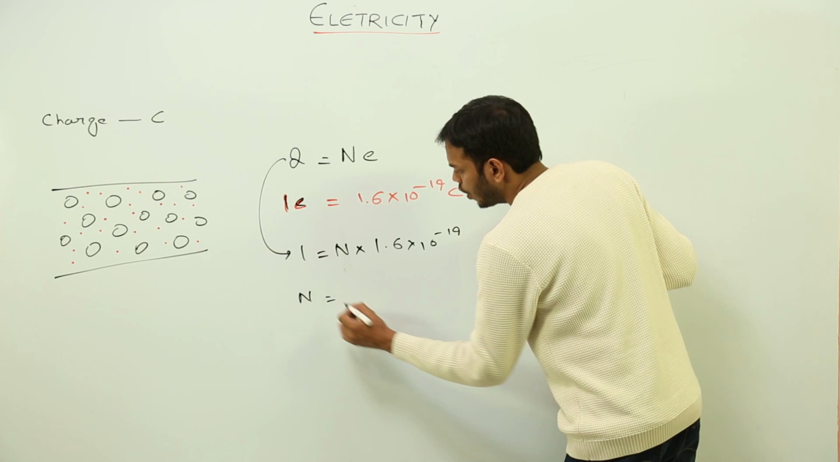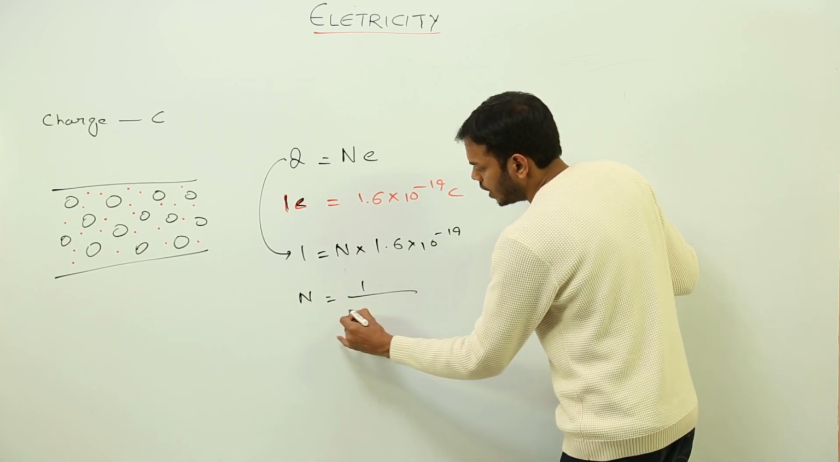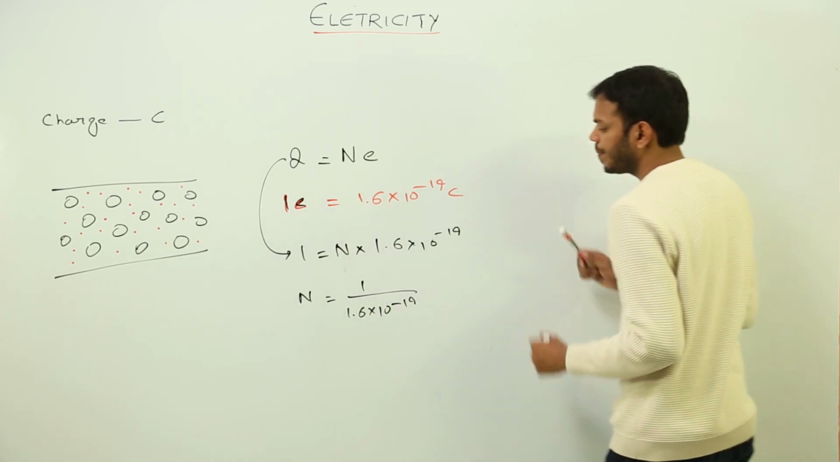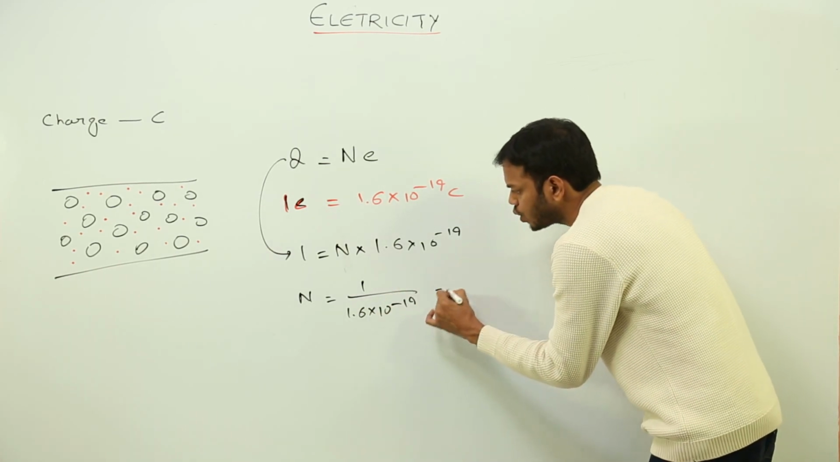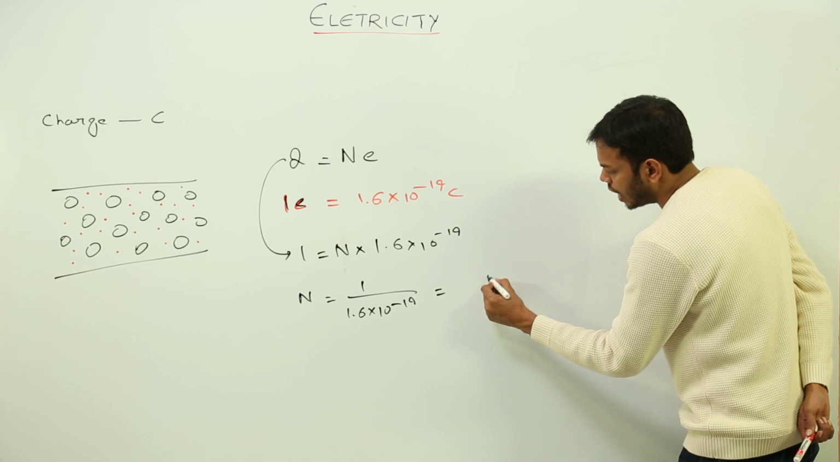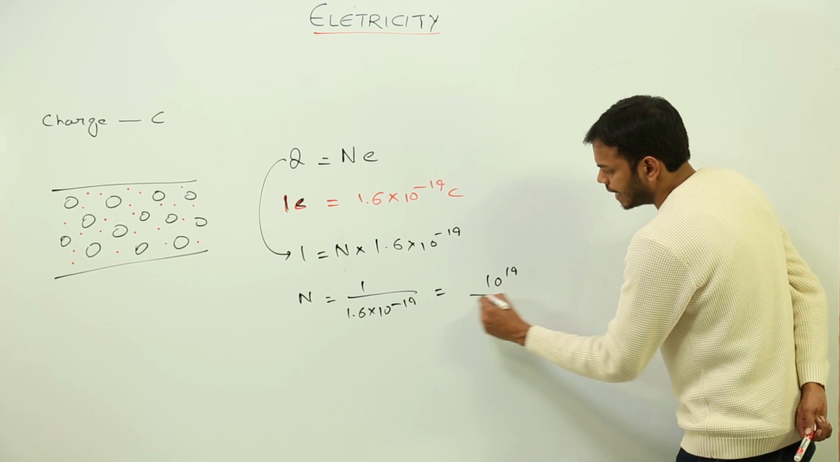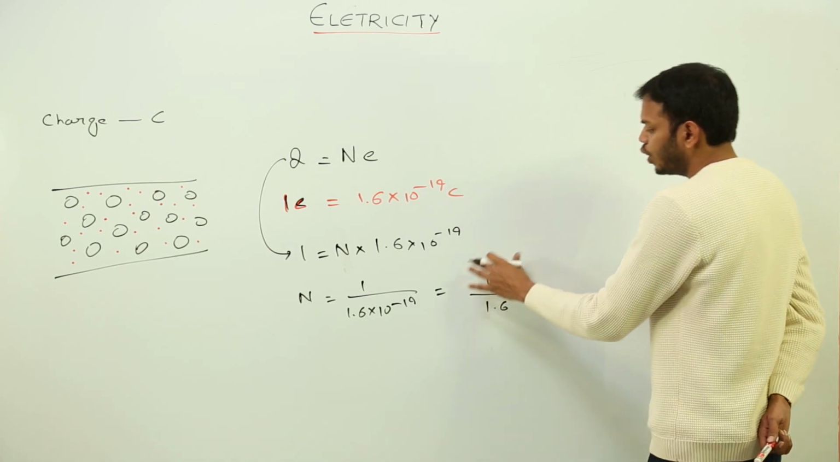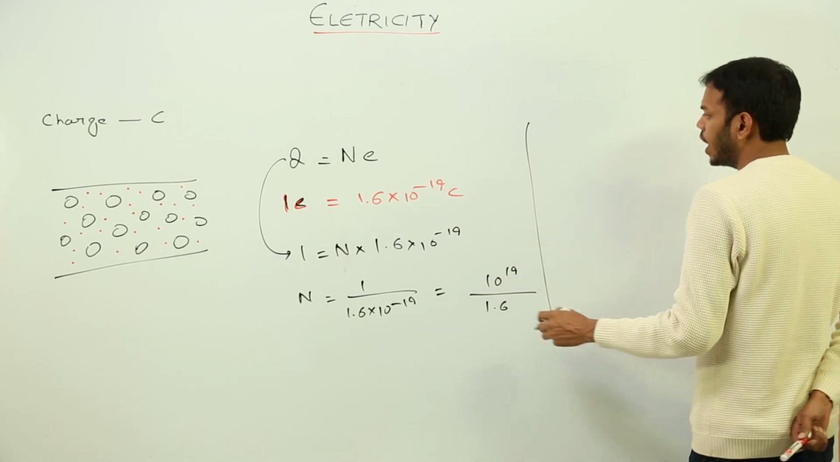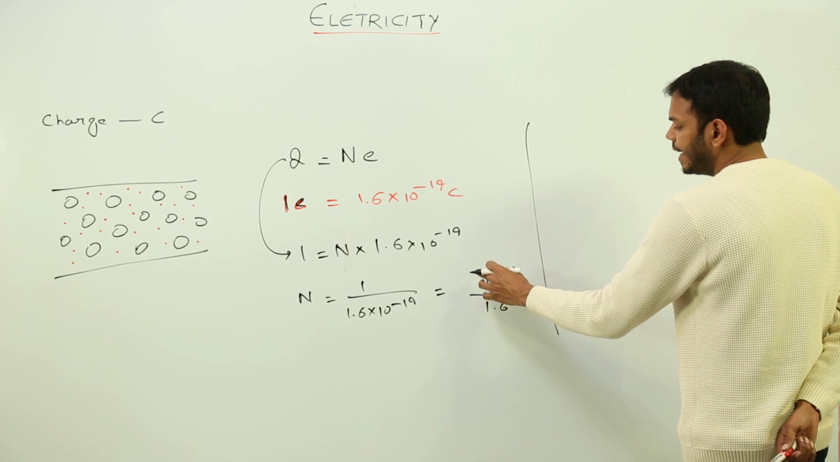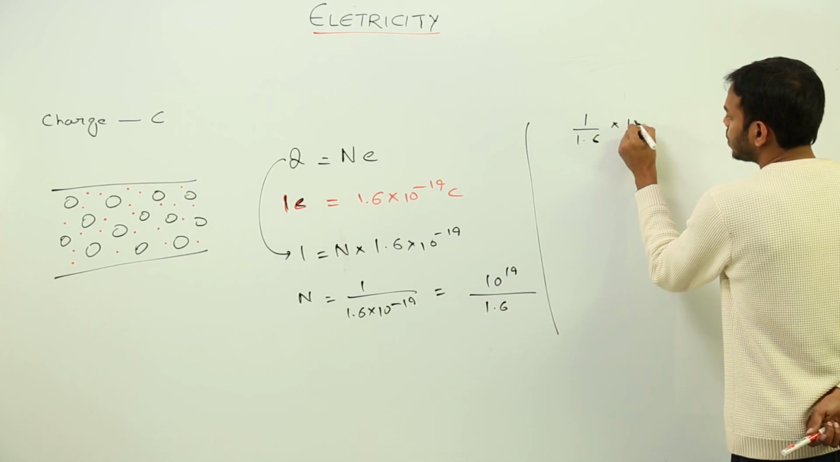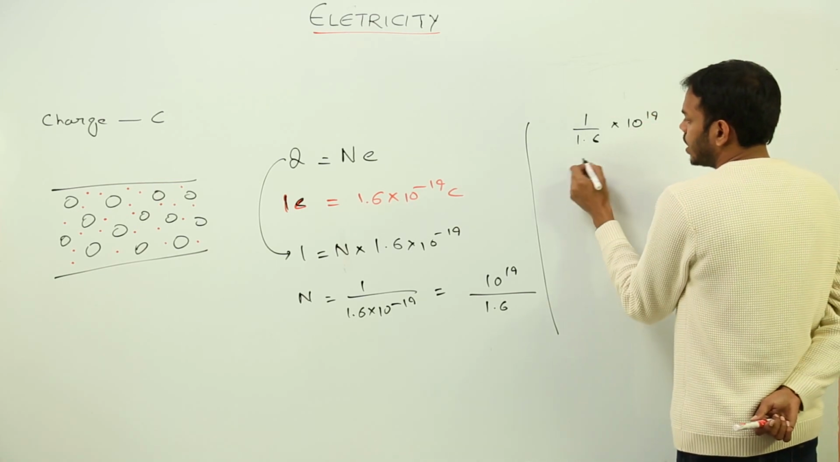So n comes out to be 1 upon 1.6 into 10 raised to power minus 19 coulombs. How can we solve it? 10 raised to power minus 19 goes up and becomes 10 raised to power plus 19. I am left with 1 upon 1.6, and I am not going to disturb this 10 raised to power 19. All I am going to do is deal with 1 upon 1.6 times 10 raised to power 19.